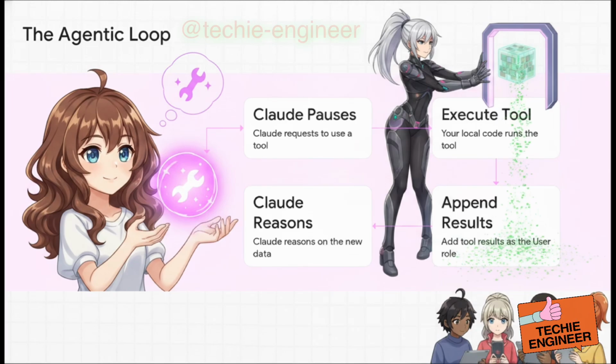Step 1. You send the initial API call with the user's message and a JSON array of all the available tools. Step 2. Claude's brain realizes it needs live data, so it pauses its text generation and requests a tool.